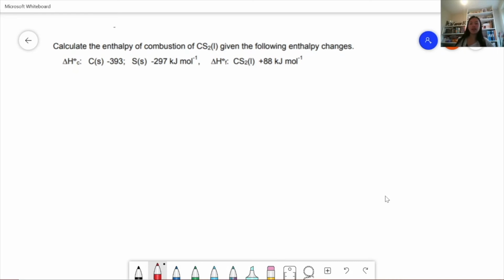Now first I start off by writing the equation for the enthalpy of combustion of CS2. So we know that 1 mole of CS2 is being fully combusted with oxygen. So it goes to completion. So we form carbon dioxide gas and also sulfur dioxide gas. And now we just need to balance it.